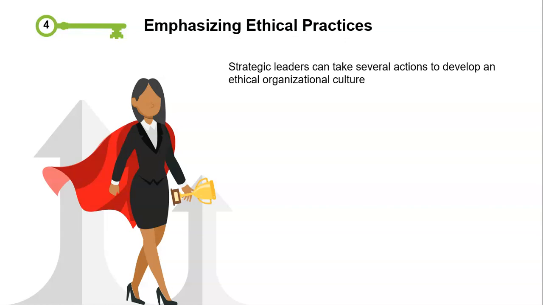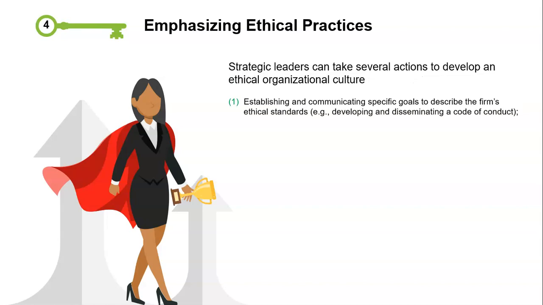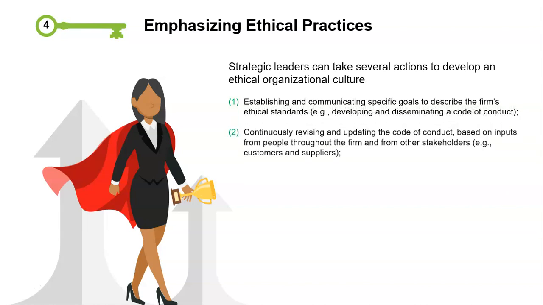Strategic leaders can take several actions to develop an ethical organizational culture. First, they can establish and communicate specific goals to describe the firm's ethical standards. A lot of companies have a code of conduct that is on their website, or they give it to you physically in printed form, and it is expected that all members of staff follow this code of conduct. Second, continuously revising and updating the code of conduct based on inputs from people throughout the firm and from stakeholders, for example, customers and suppliers.